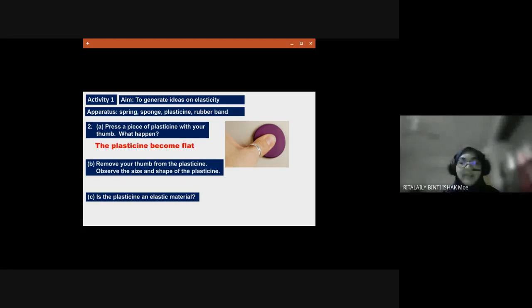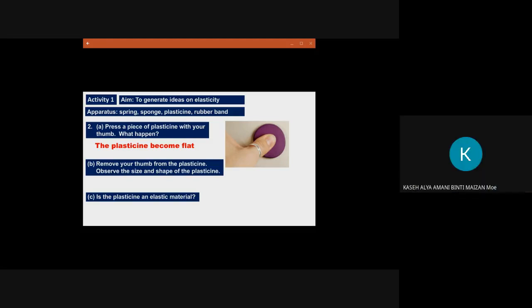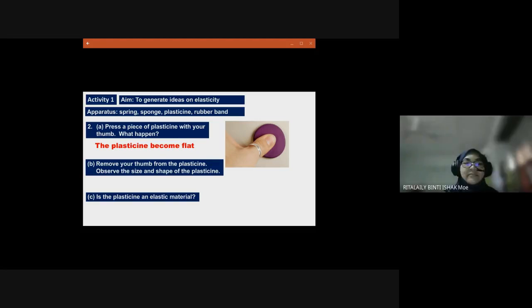And now if we remove our thumb from the plasticine, what do you think will happen? Will it become its original shape or will it remain flat? It will remain flat. Okay, it will remain flat. It won't change back to its original shape. Okay, so the question is, is plasticine an elastic material?